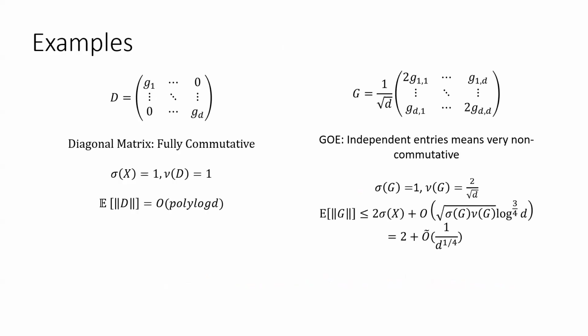But if you consider the GOE setting, because all the entries are independent and you're scaling them to have sigma equal to 1, the nu parameter is on the order of 1 over root d. This means that when you plug in that bound, you get something like 2 plus something on the order of 1 over d to the 1/4, which means you get a very sharp decaying error term. And so you get something better on the left-hand side. Before we had root log d, now we have log to the 3/4.